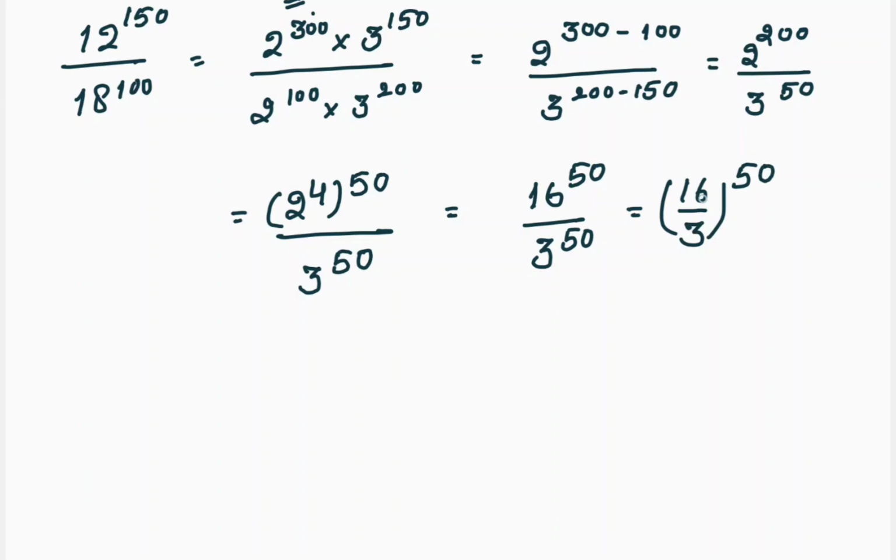16 divided by 3 is 5 point something. So this number will always be greater than 1. Therefore, this will give 12 raised to the power 150 greater than 18 raised to the power 100.